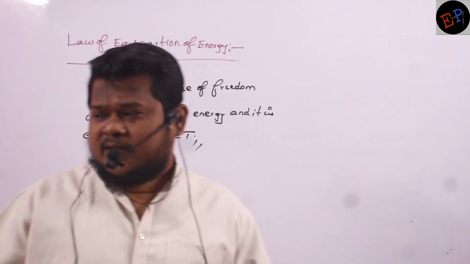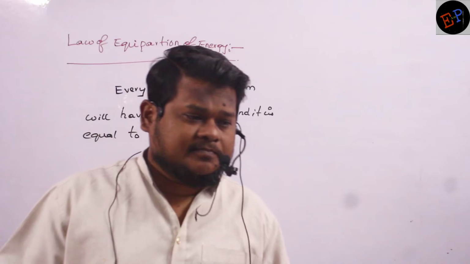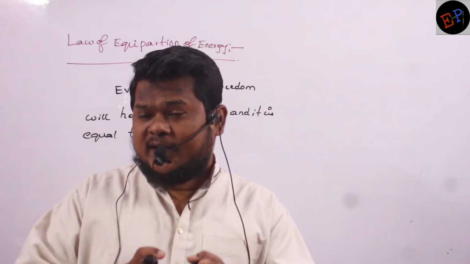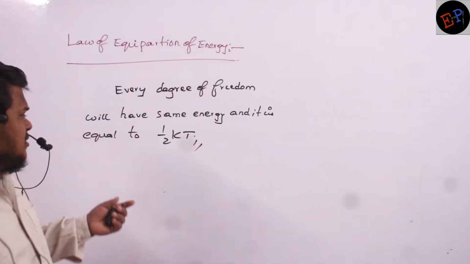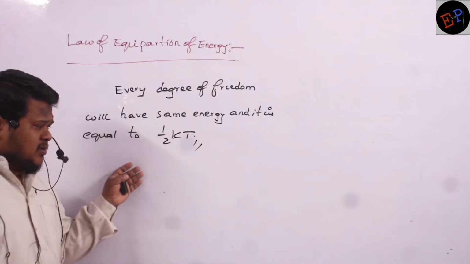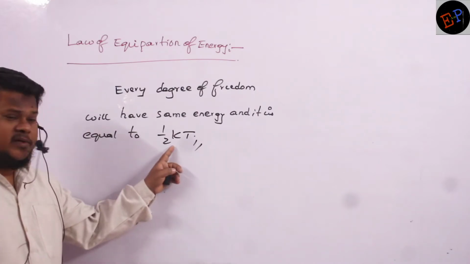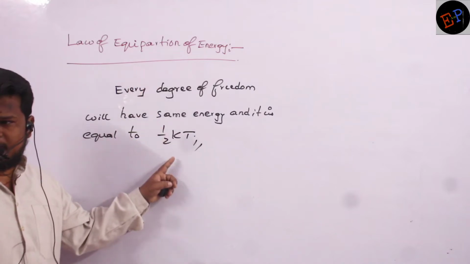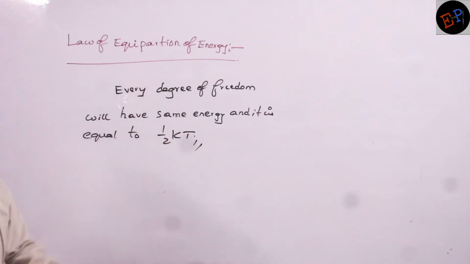So a monoatomic molecule will have how many degrees of freedom? 3. So every degree of freedom will have how much energy? Half kT of energy. Are you able to understand? So motion along the x-axis, same energy. Motion along the y-axis, same energy. Motion along the z-axis also, same energy.